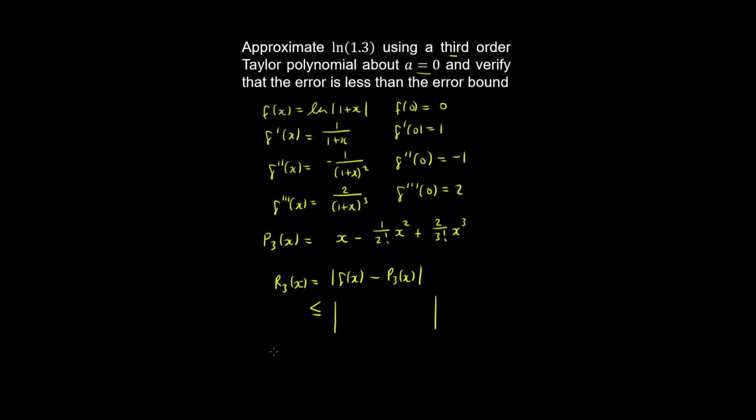So for the error bound, we evaluate the derivative of our next term of the polynomial at some value c. And then multiplying this by x to the 4 on 4 factorial gives us the error bound. And in this case, x is going to be 0.3 and a equals 0, so c is between a and x. So to maximize the error bound, c is in a denominator, so we take it as 0, and x is 0.3.